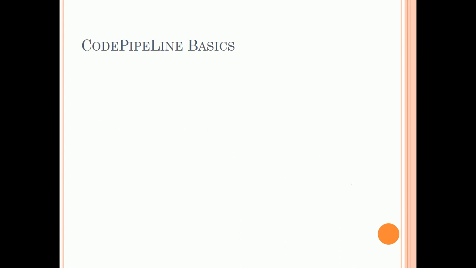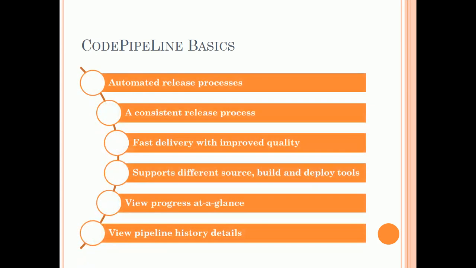Let's see some major benefits AWS Code Pipeline is serving. Automate your release processes. AWS Code Pipeline fully automates the release process from end to end, starting from source repository through build, test, and deployment. We can also prevent changes from deploying by creating a manual approval action in any stage except source. Then the second is a consistent release process. AWS Code Pipeline runs each stage as we have defined for our release according to our condition.